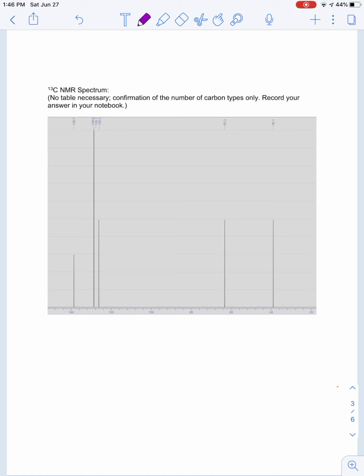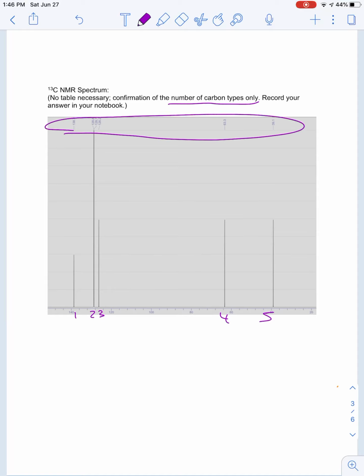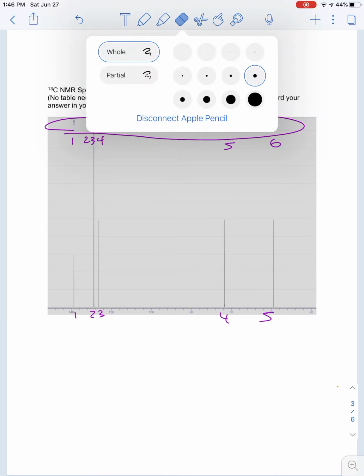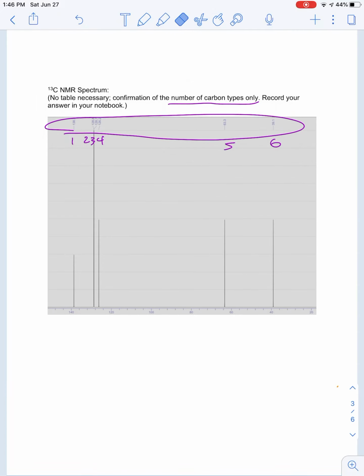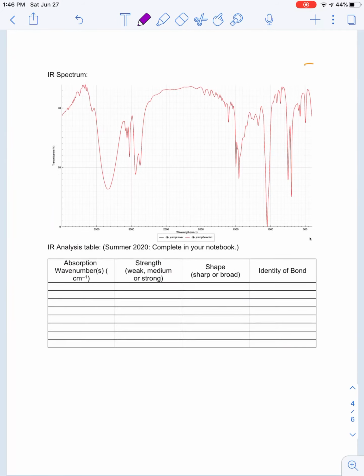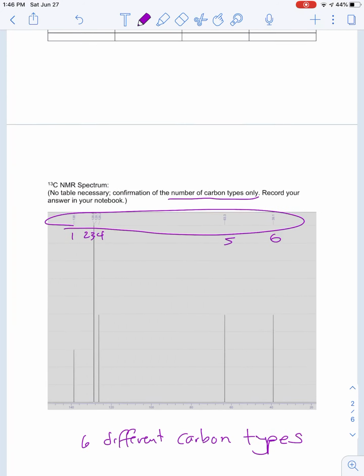Carbon NMR, you're looking specifically for the number of carbon types only. You may have looked at this and said 1, 2, 3, 4, 5, except that if you look all the way up here, you've got some overlapping peaks. So there's actually 1, 2, 3, 4, 5, 6. And I'm going to erase these down here. So there's a total of 6 different carbon types. This will come into play when you're creating a structure that will likely have some symmetry, considering we have 8 total carbons in the formula. So speaking of which, let's go back.